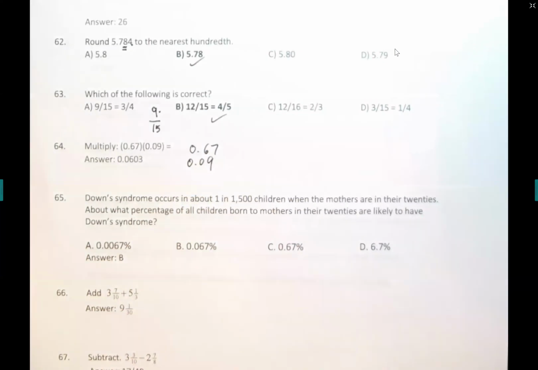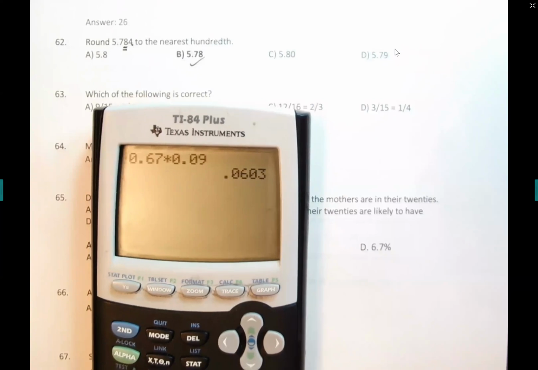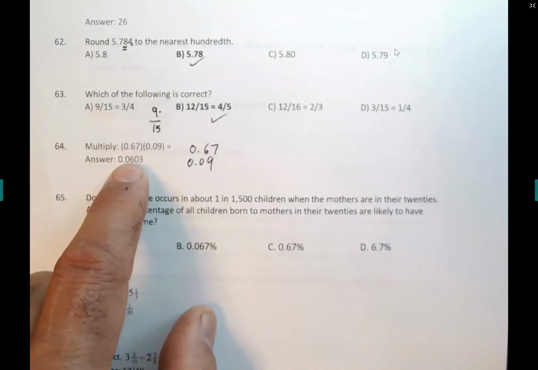Multiply. And let me show you how to use the calculator for this one. 0.67 times 0.09. Just be careful. So it will be 0.0603 right here. Read it carefully.